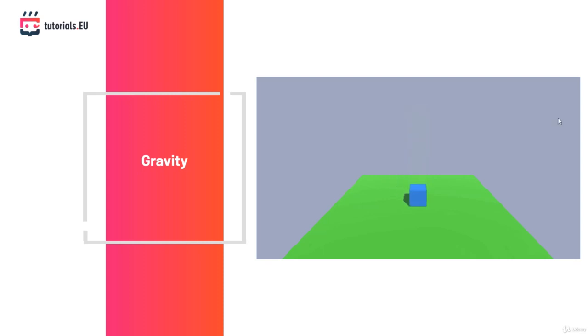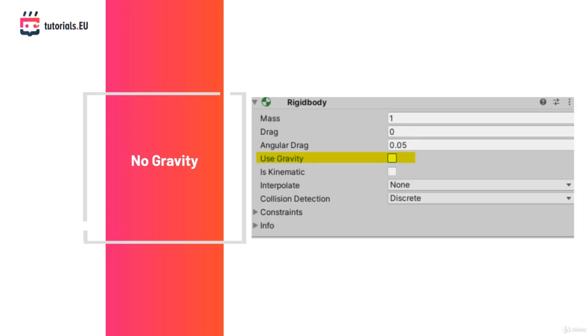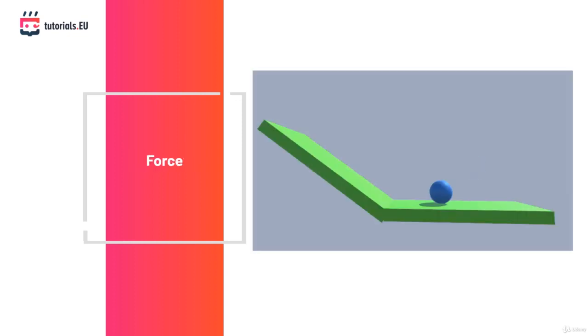So if we want to get rid of the gravity, we simply need to change the setting of our rigid body. So here you can see the force is pointing down. We can just remove the use gravity checkbox, and this way our game object will no longer be affected by gravity. But we can still apply different forces to it because it still has the rigid body.